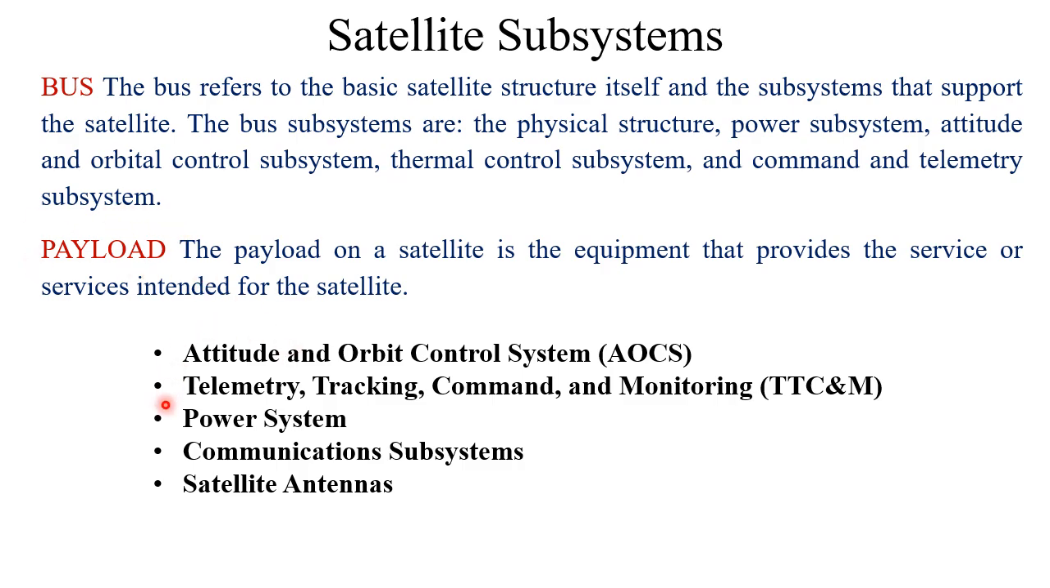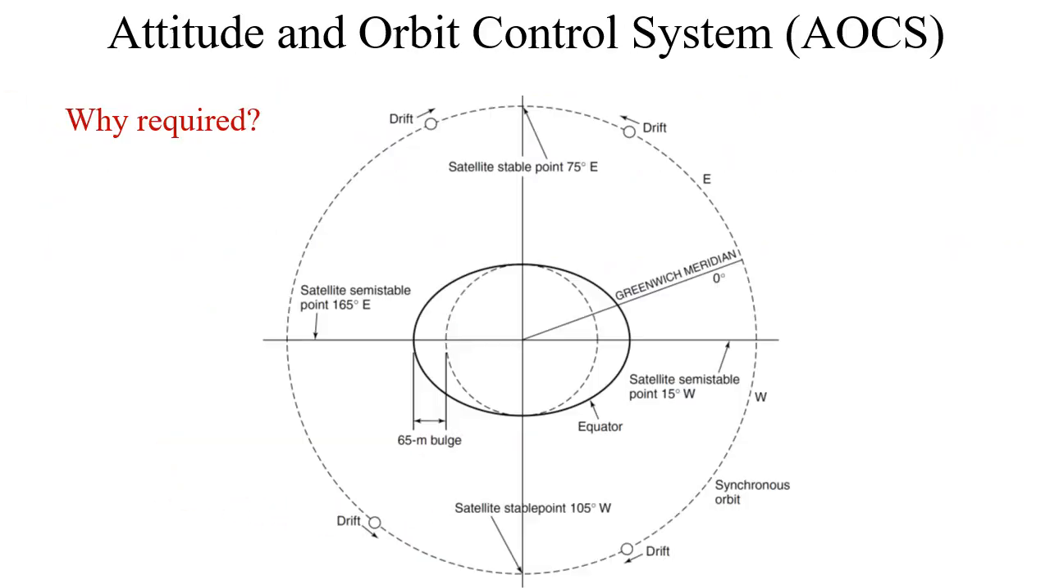So we will study some subsystems, and the subsystems are listed in this way: the attitude and orbit control subsystem, AOCS, telemetry tracking command and monitoring subsystem, TTC and M, power subsystem, communication subsystem, and the satellite antennas. Attitude and orbit control system, or AOCS.